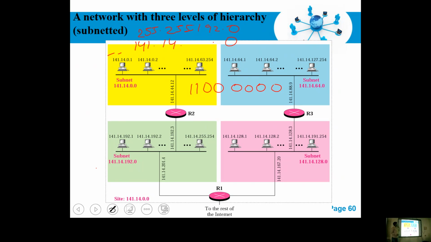Now let us consider anything here. Like here I have till 63, right? Okay. Let us consider 141.14. Let us consider 63 itself. So if I consider 63, how will I be writing? 0, 0, 1, 1, 1, 1, 1, 1. So if I do bitwise AND operation, what will I get? All zeros. Right. So what is the starting address in that case? 141.14. Here I will get 0, 0.